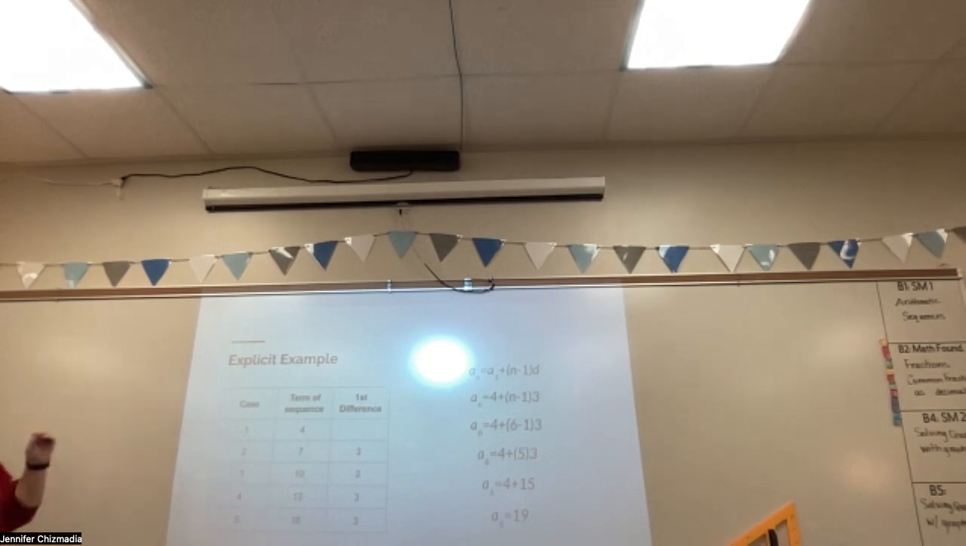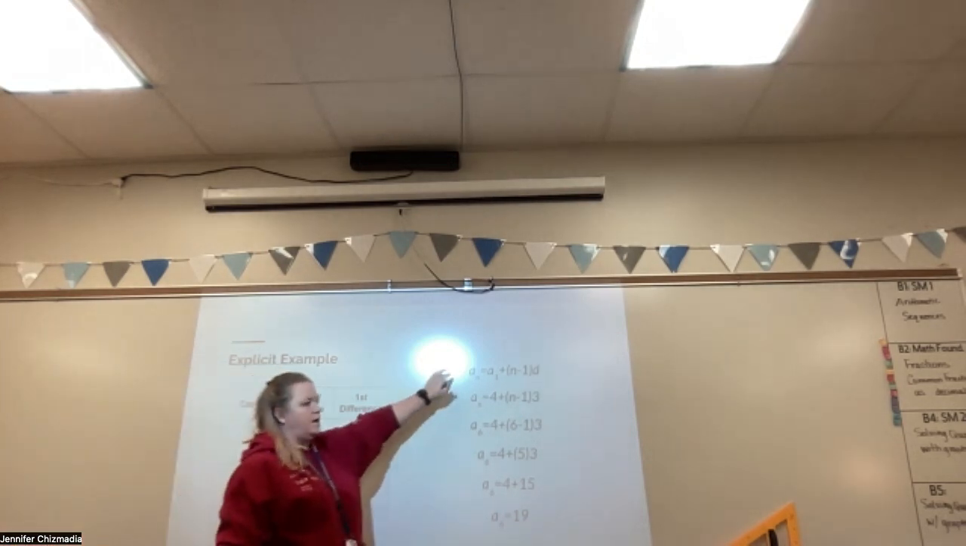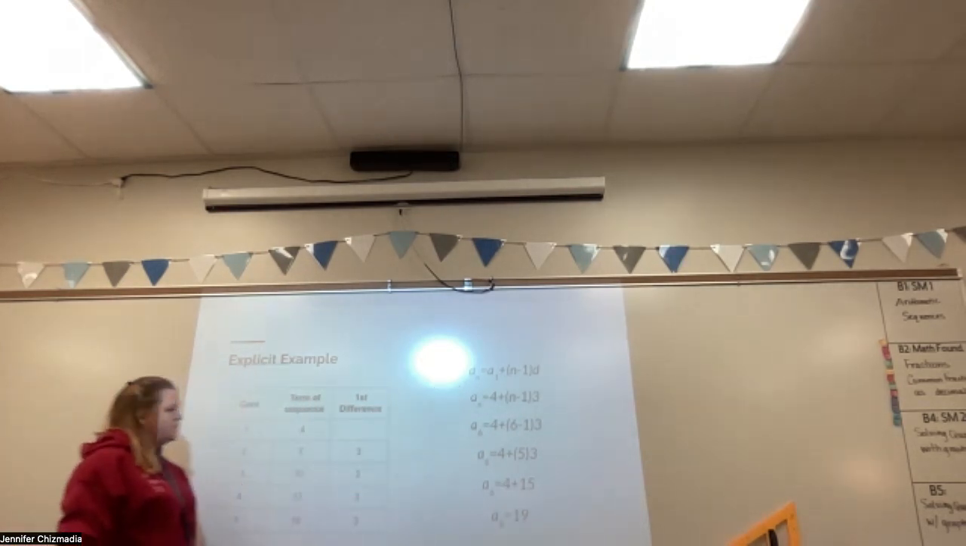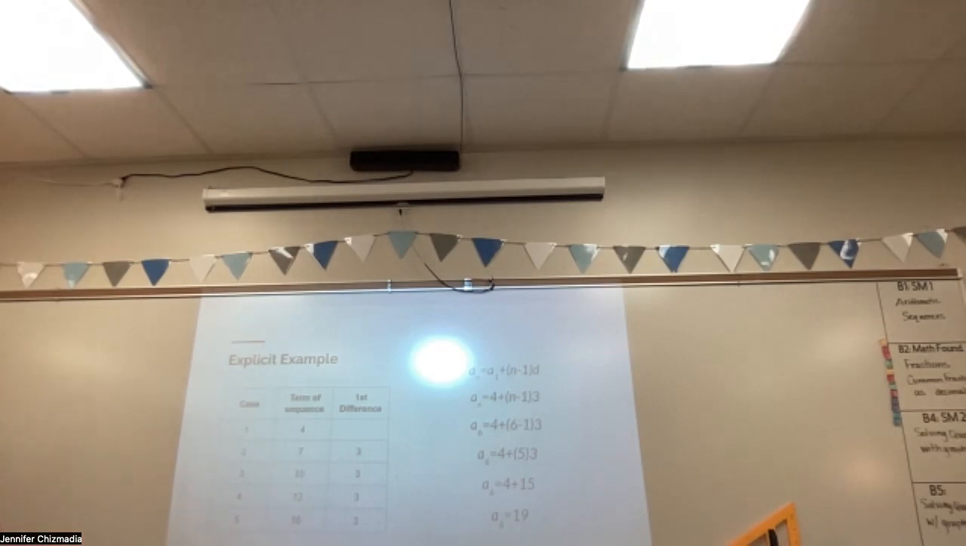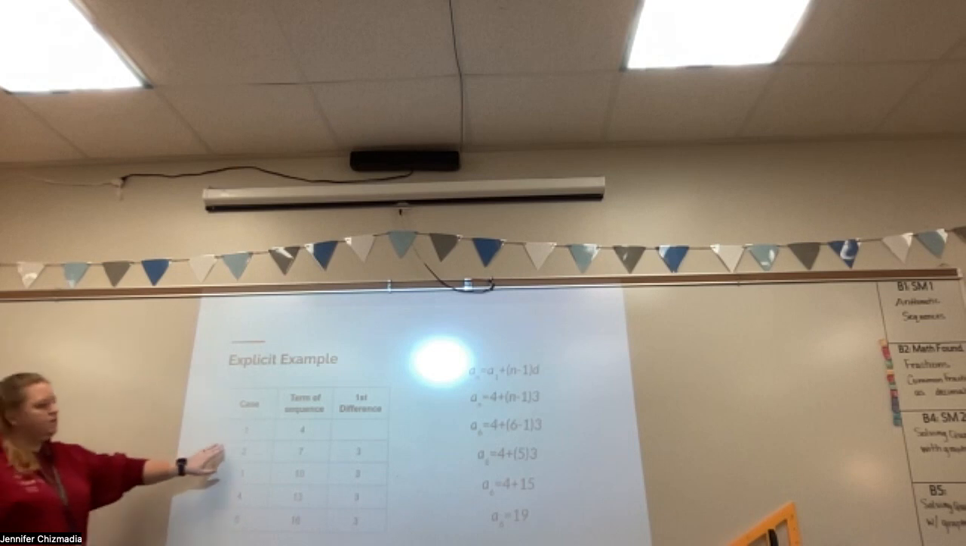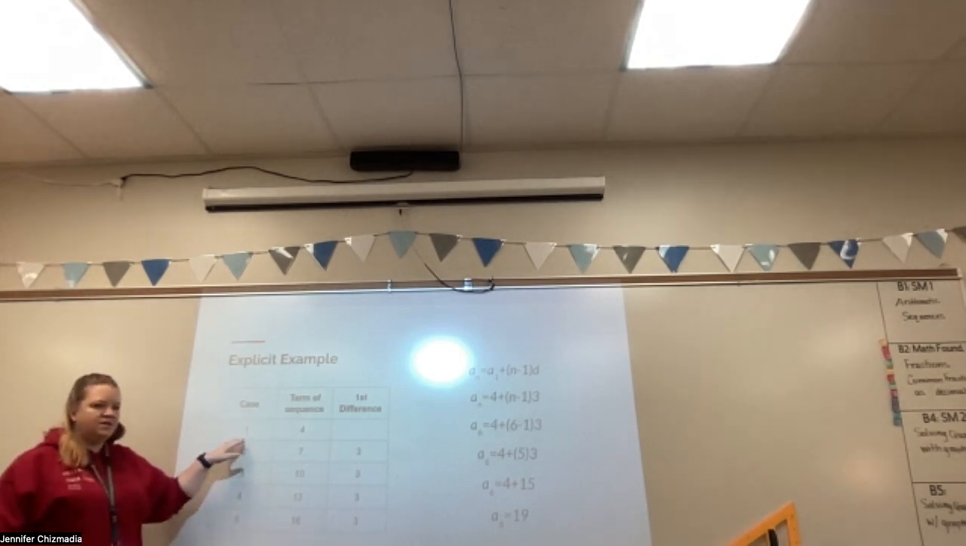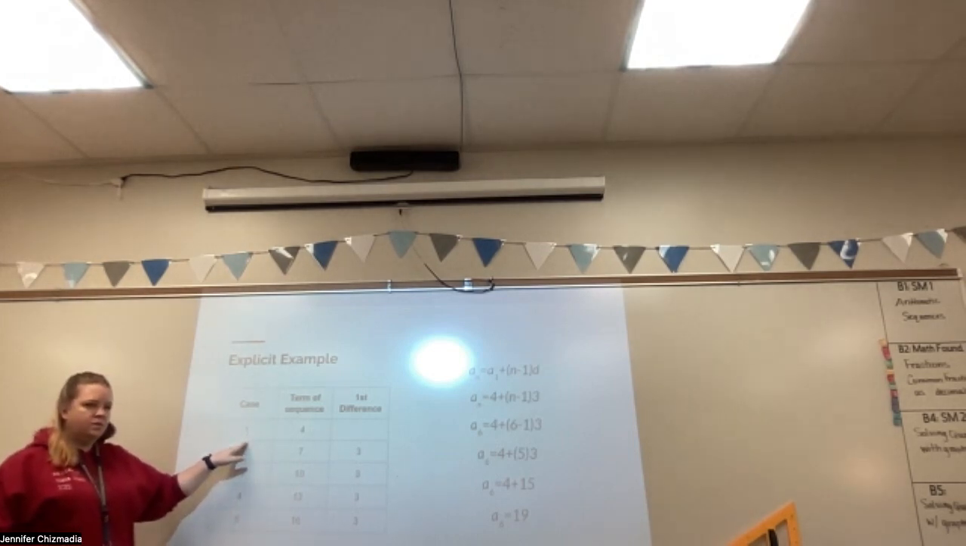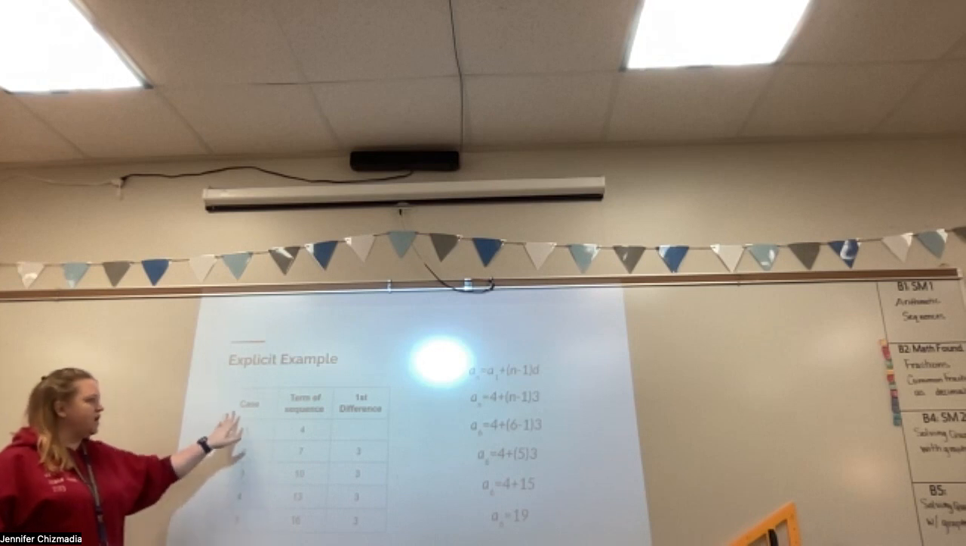Okay, so another way that you can do this, and sometimes it's easy, sometimes it's not. So I definitely want you to have this written down, in case it's not an easy one. But one thing you can do is you can say, okay, if this is case 1, what would it be for case 0? What would I have to do to get case 0?